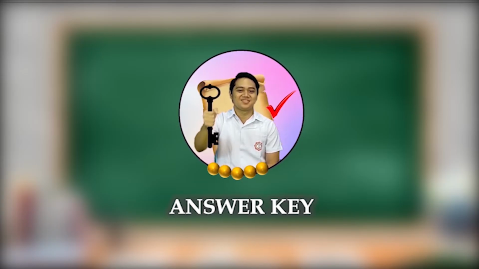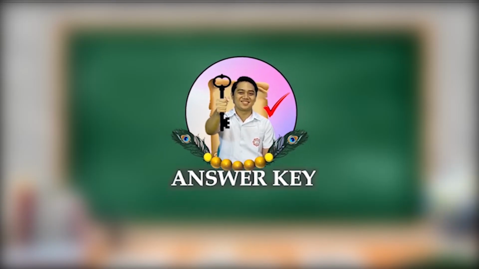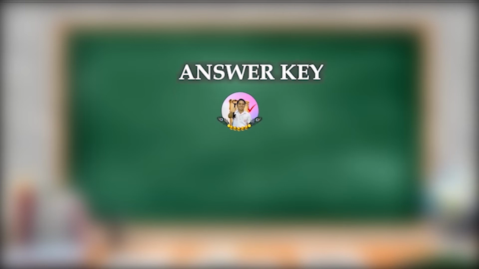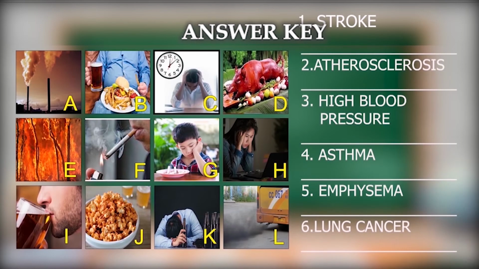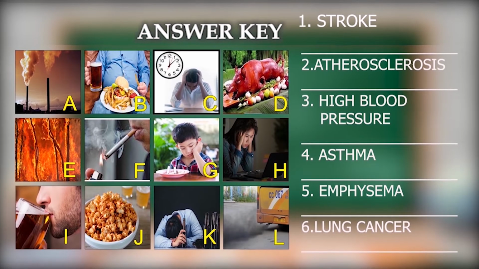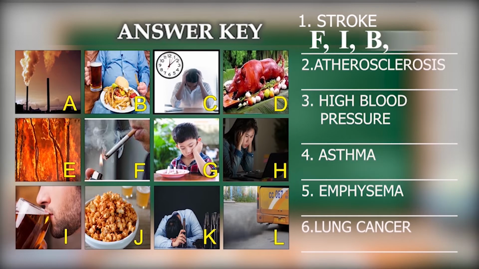Check your answers on the screen. Number 1, stroke. The letter combinations are F, I, B, D. Number 2, atherosclerosis. The letter combinations are F, B, D. Number 3, high blood pressure. The letter combinations are J, B, D.